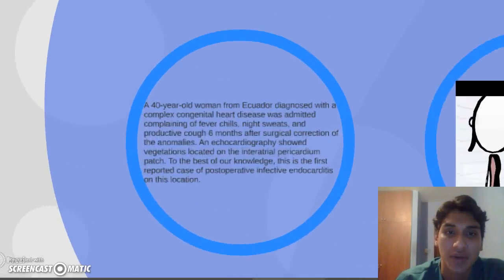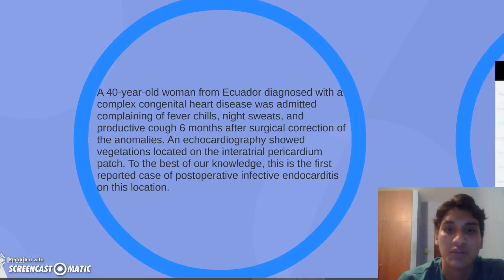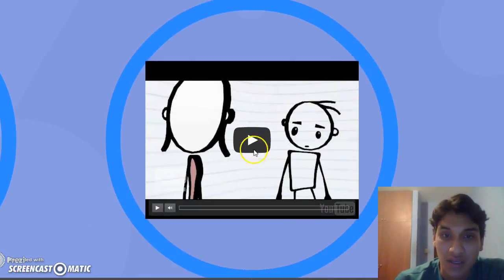As an application, a 40-year-old woman from Ecuador diagnosed with a complex congenital heart disease was admitted complaining of fever, chills, night sweats, and productive cough 6 months after surgical correction of the anomalies. An echocardiography showed vegetations located on the interatrial pericardial patch. To the best of our knowledge, this is the first reported case of post-operative infective endocarditis in this location. Let's see a video.